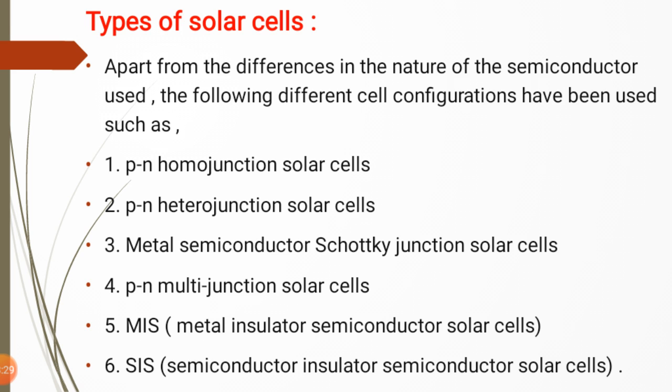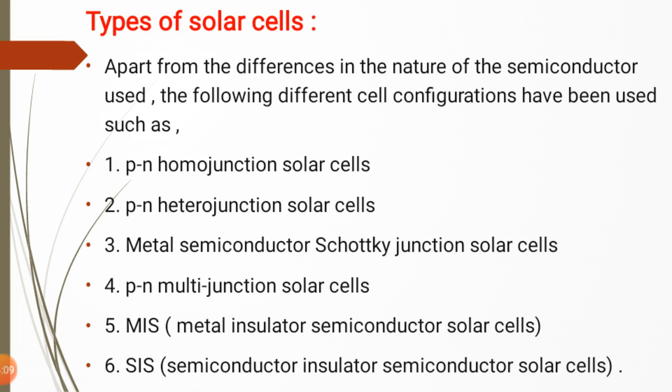Fourth is the p-n multi-junction solar cell. That means more than one junction is formed in that material because different materials are used in it. MIS is a metal insulator semiconductor, where an insulator is sandwiched between the semiconductor and the metal. So the name indicates how the junction is formed in that solar cell. Next is the semiconductor insulator semiconductor solar cell, in which the insulator material is sandwiched between two semiconductor materials. So depending on that, this type is SIS.